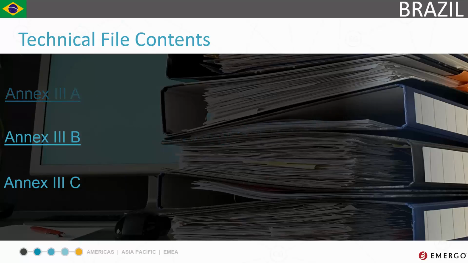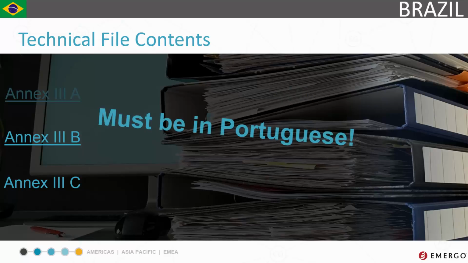Annex 3B includes information regarding the labeling and the instructions for use of your product. Don't forget this information needs to be in Portuguese, so a sample of your product label should be included as part of your submission.